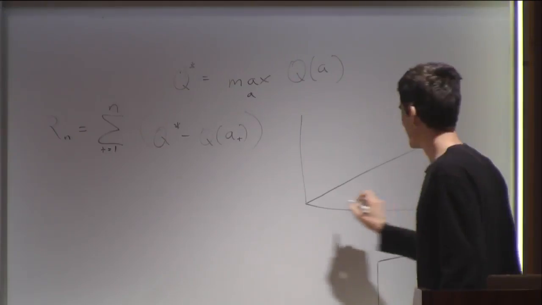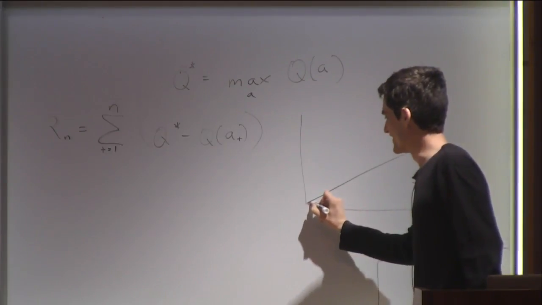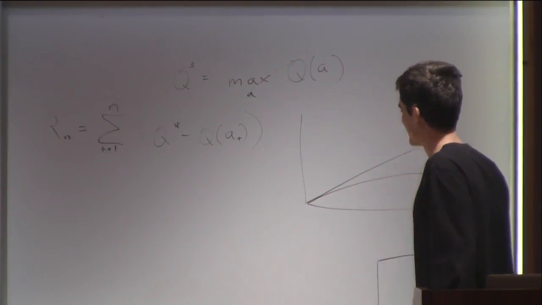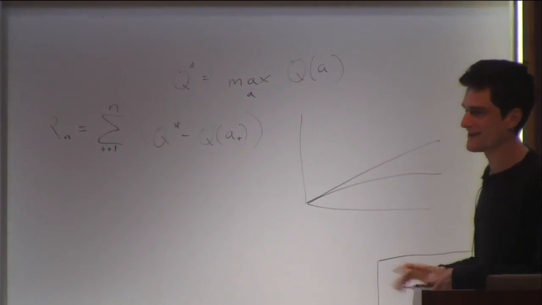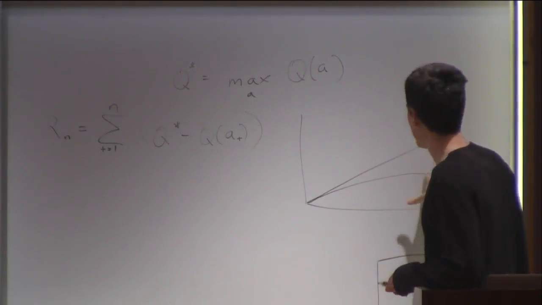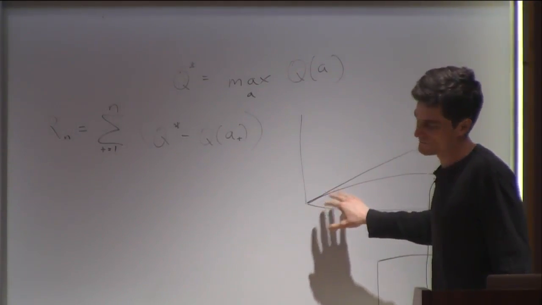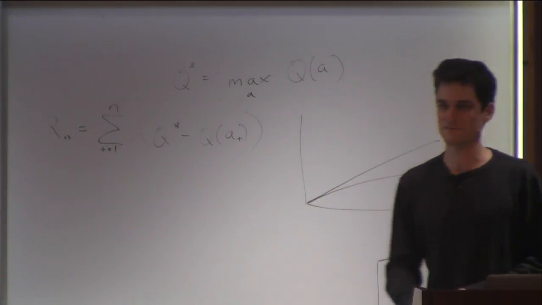So what we really want is an algorithm where the regret is sublinear, so it'll look like this. And that's what bandit algorithms seek to do. They try to make the regret grow as slowly as possible.